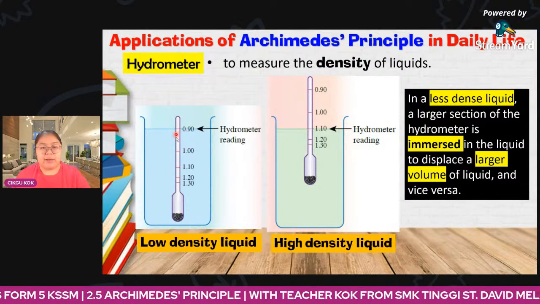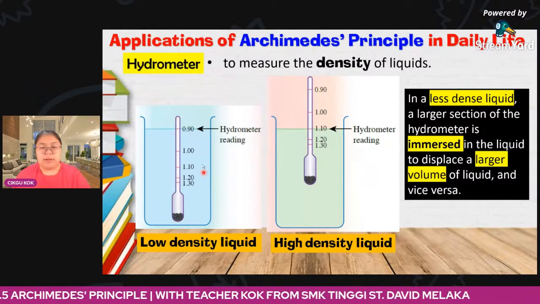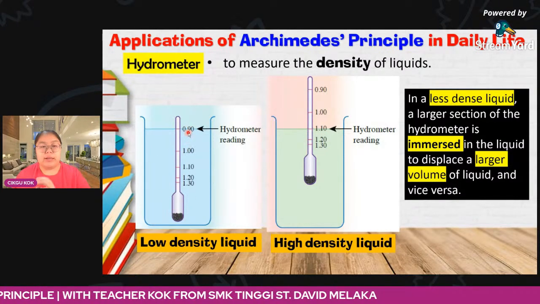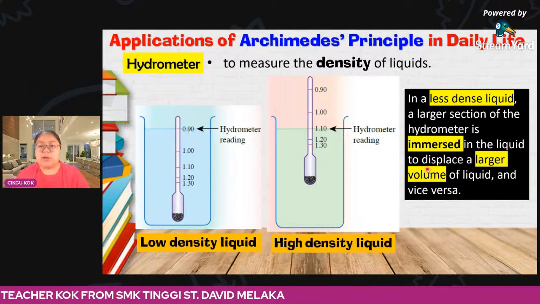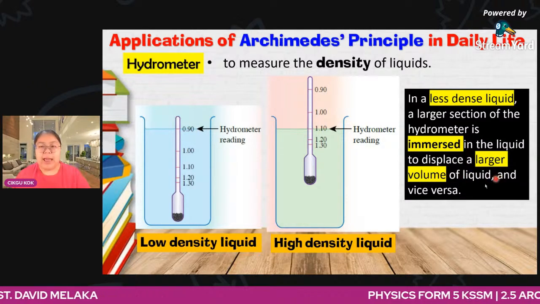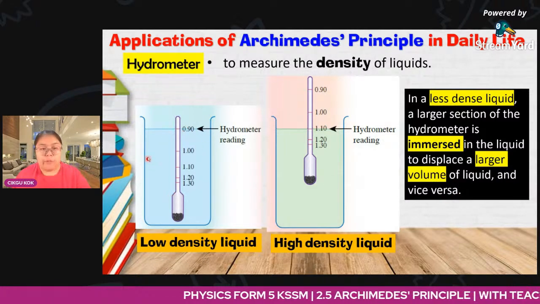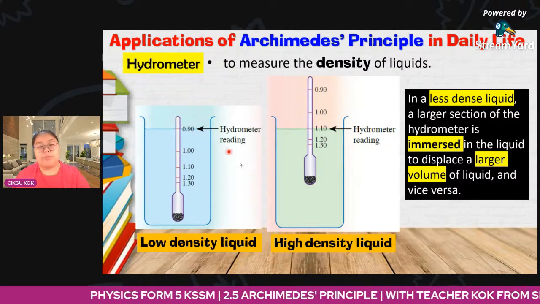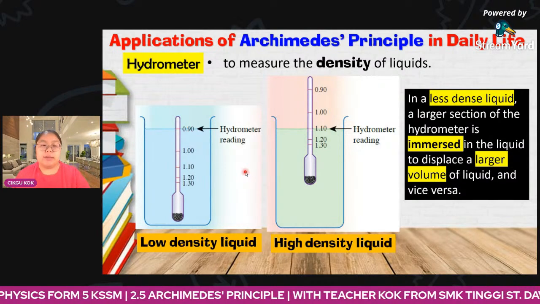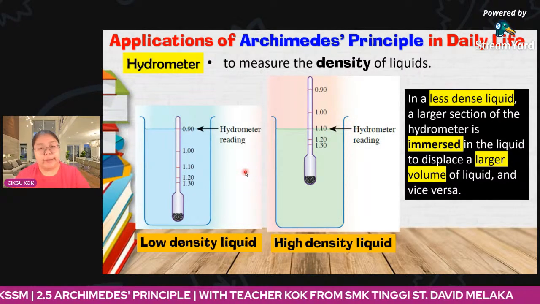So you can find the big area. Okay, the hydrometer is already immersed in the liquid. So why? To displace a large volume of the liquid and vice versa. So that means when it sinks deeper, more volume will come out. More volume coming out means V rho g, the whole situation, the volume should be increased.